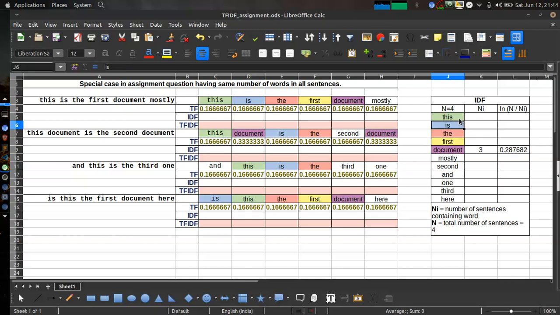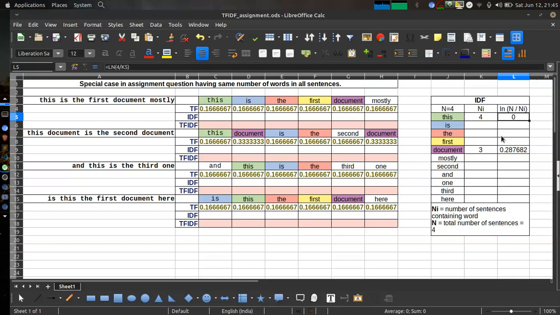Okay. So let's count in how many sentences we have the word "this": 1, 2, 3, 4, right? So ni again would be 4. Correct. Now if you calculate IDF, it would be equal to ln of N, which is constant, the total number of sentences 4, divided by this 4 again. So you will get the answer 0.